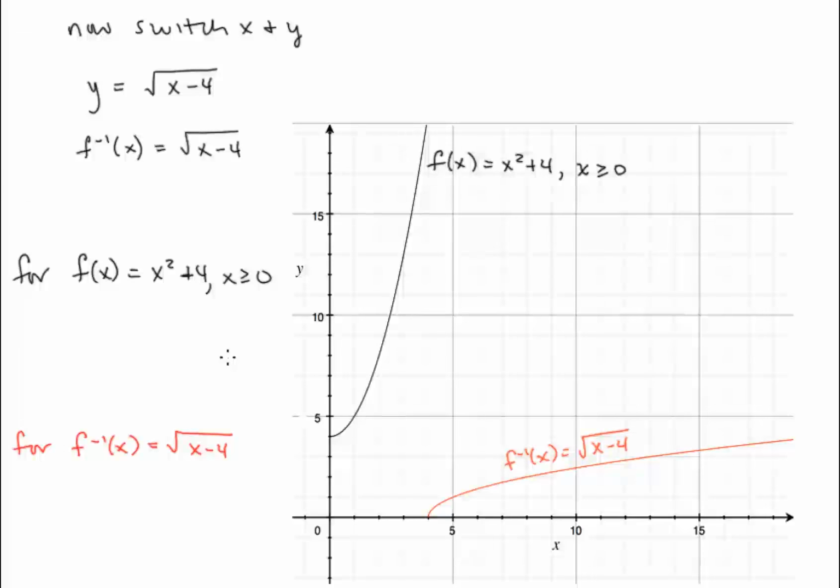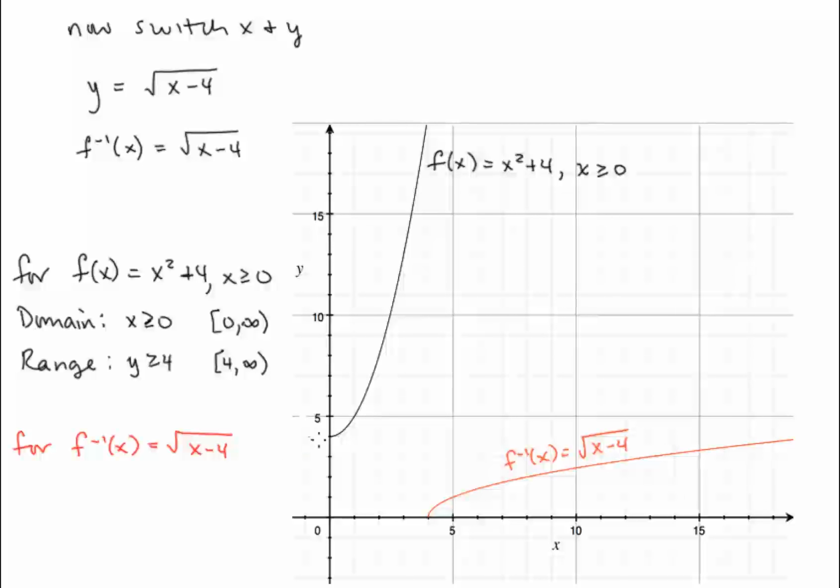Now let's take a look at the domain and range for each of these functions. For f of x equals x squared plus 4, for x greater than or equal to 0, here's the domain. It's that restriction, right? x greater than or equal to 0, or we could write that as 0 to infinity, closed on 0. The range for this function has y values greater than or equal to 4, or we can write that as 4 to infinity, closed on 4.